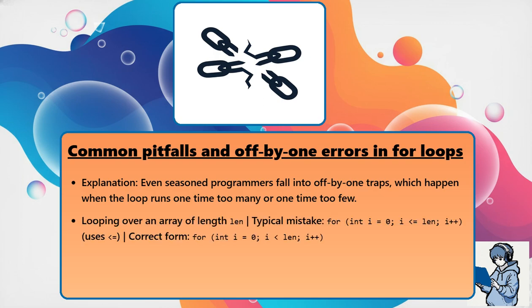Looping over an array of length len. Typical mistake: for (int i = 0; i <= len; i++). Correct form: for (int i = 0; i < len; i++).